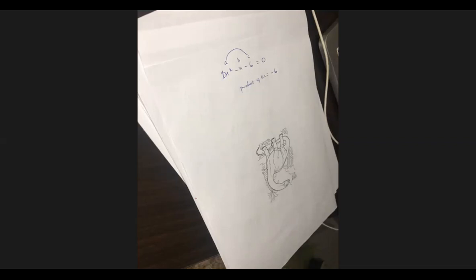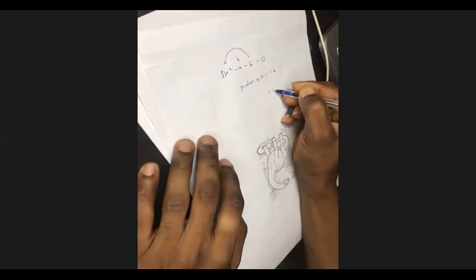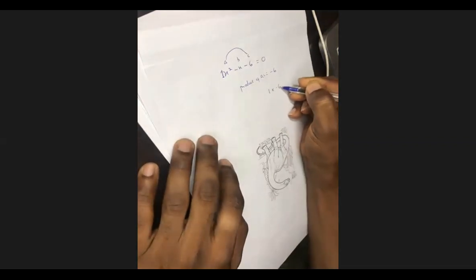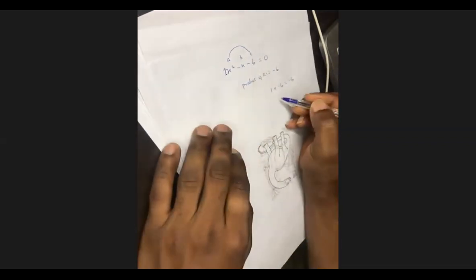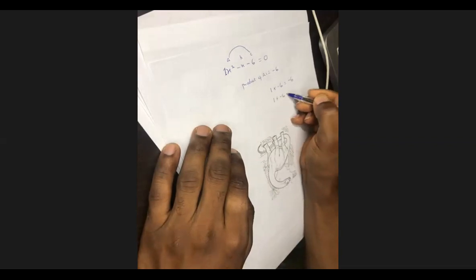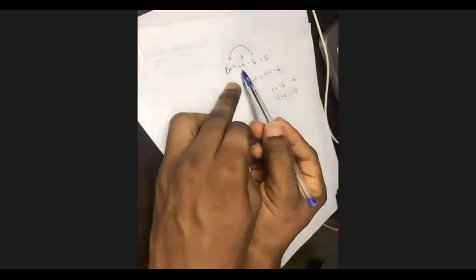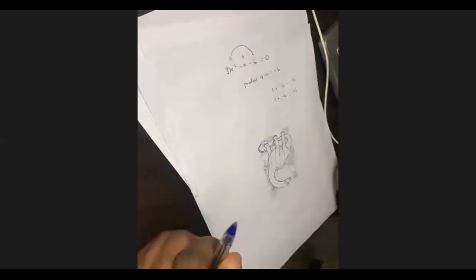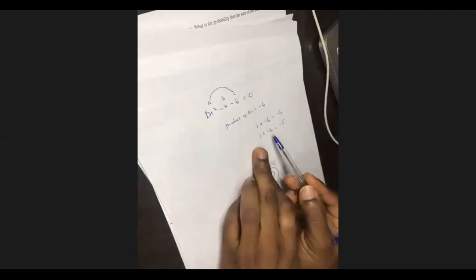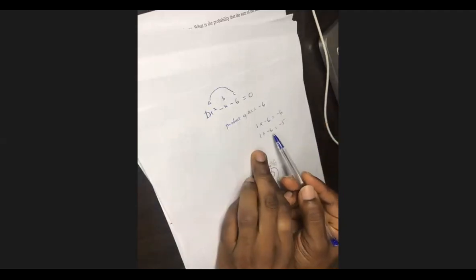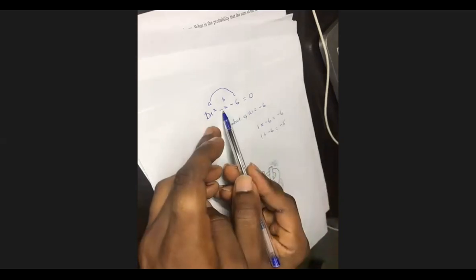Okay, so let's see. +1 times -6 is -6. Good, so we have this. Now let's see. +1 plus -6 is giving me -5. I don't have -1 here. So we need to go into it again. So what do you think we should do to give us -1 here?